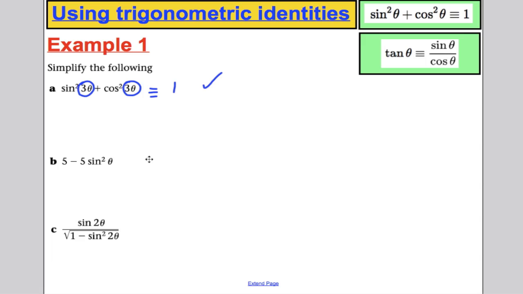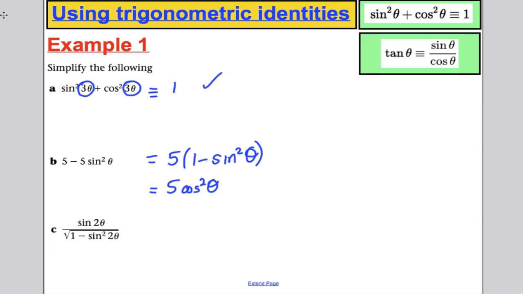5 minus 5 sine squared. Well, that, if I factorise out the 5, factorising is such an important skill, 1 minus sine squared theta, and 1 minus sine squared theta using this here would be equal to cos squared theta. So that's 5 cos squared theta.